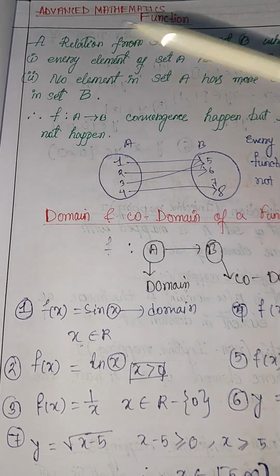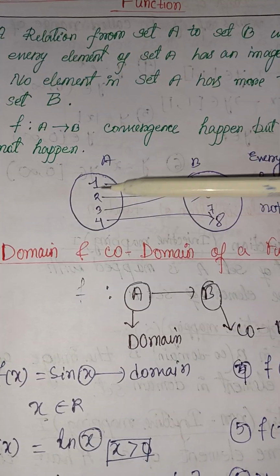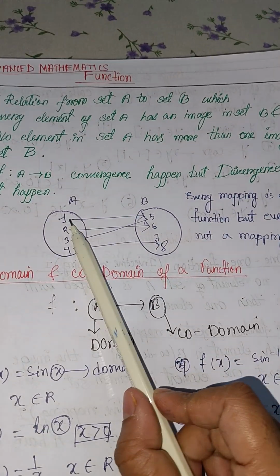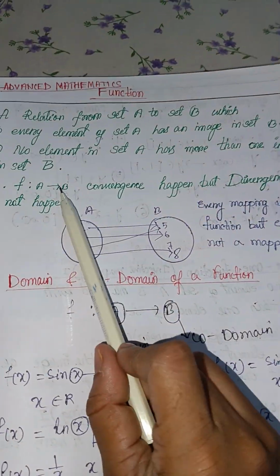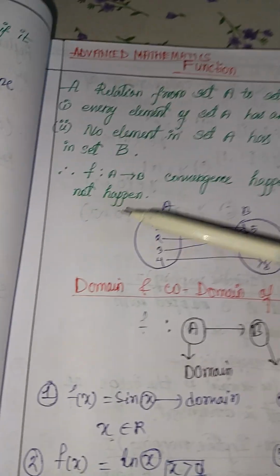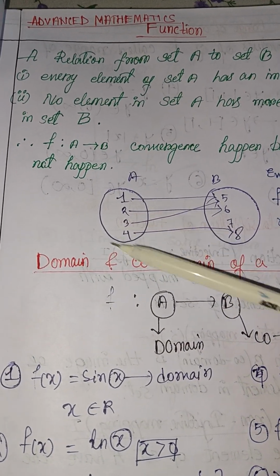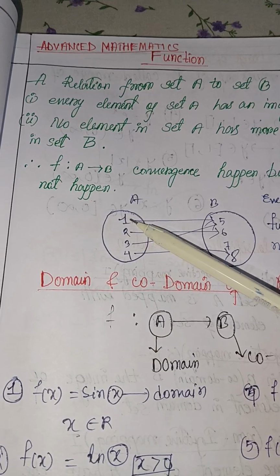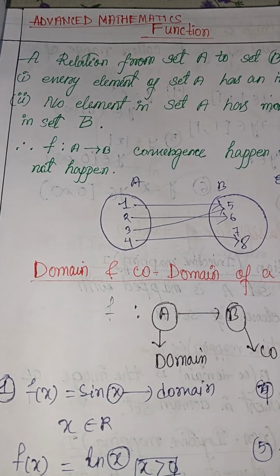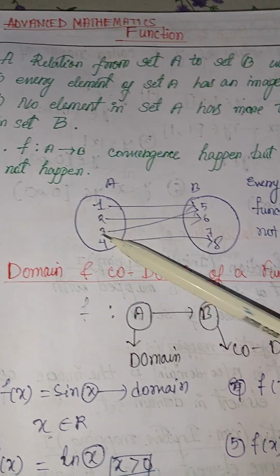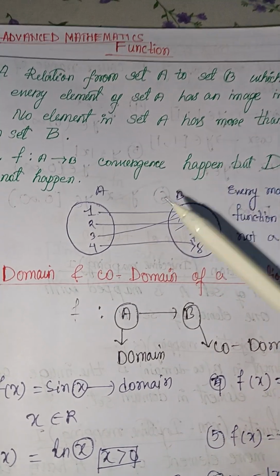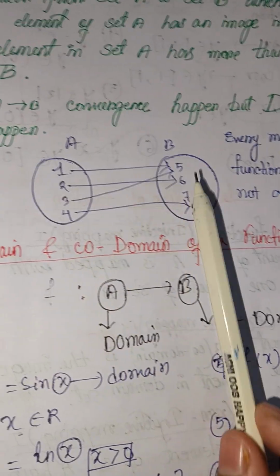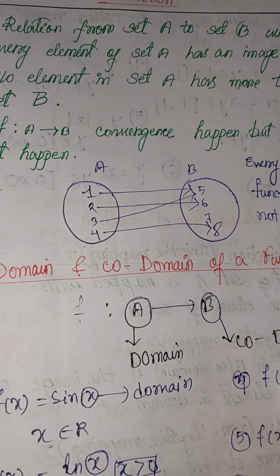The conditions are, firstly, every element of set A has an image in set B. It means every element has to relate with elements of set B. Secondly, no element in set A has more than one image in set B. That means if the element 1 is related to 5, it cannot happen that 1 is also related to 6 or 7 or 8. No element in set A has more than one image. But yes, it is possible that 1 is related to 5 and 3 is also related to 5. That is not a problem.